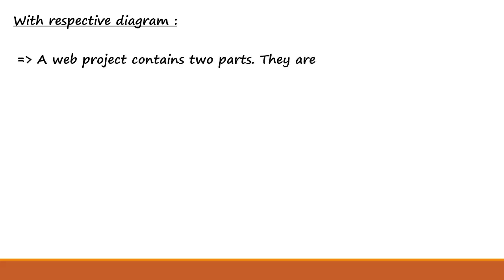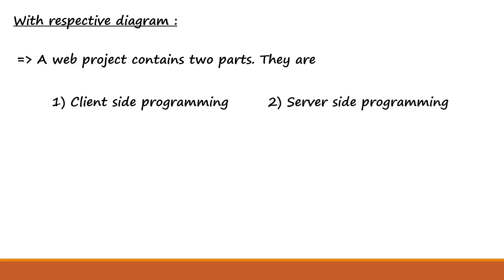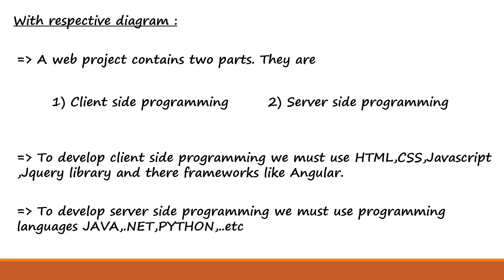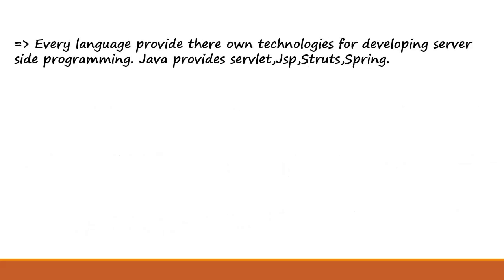A web project contains two parts, client-side programming and server-side programming. To develop client-side programming, we must use HTML, CSS and JavaScript or the jQuery library. The jQuery library is developed by using JavaScript, and there are frameworks like Angular or React. To develop server-side programming, we must use programming languages like Java, .NET, Python, PHP, etc. Every language provides its own technologies for developing server-side programming.